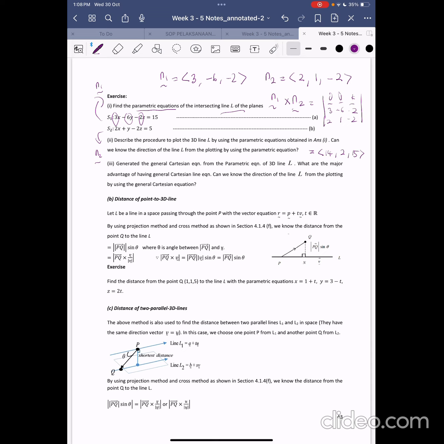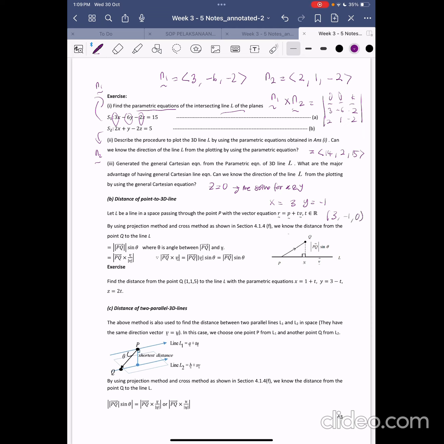Alright, so we need a point on line L. To find this point, we can set the variable z equivalent to 0. When z is 0, we solve for x and y, and we find that x equals 3 and y equals negative 1. So the point on the line will be 3, negative 1, 0.